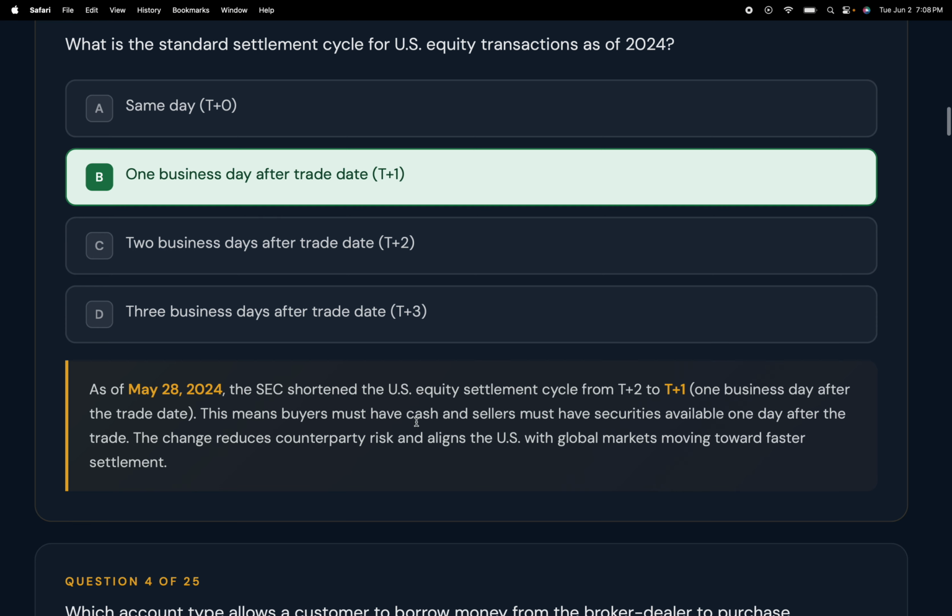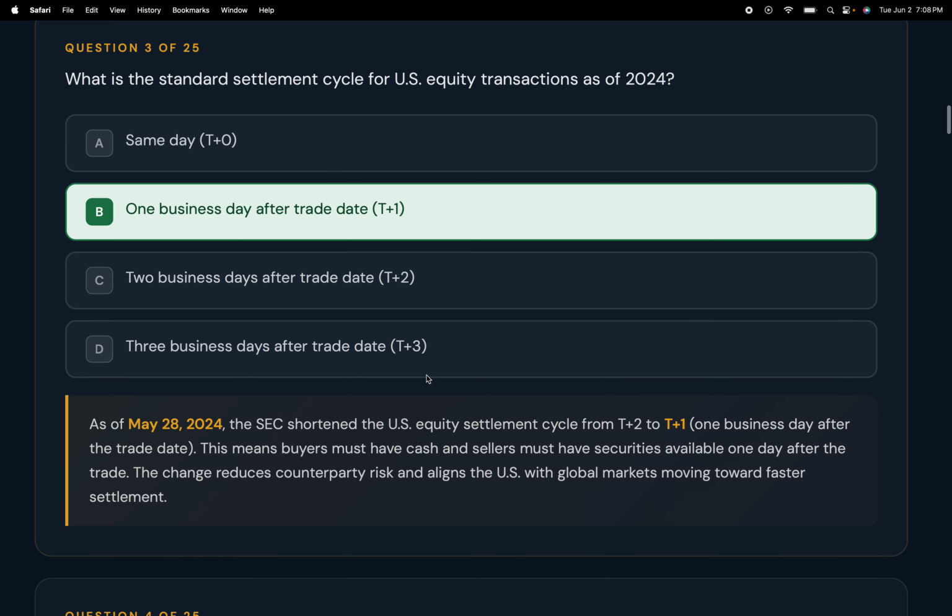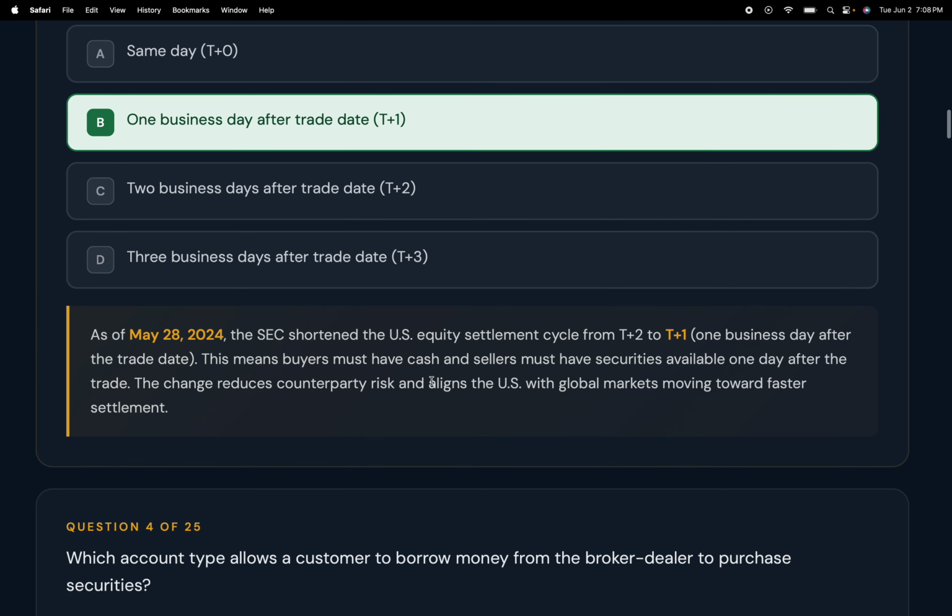All right, so this means buyers must have cash and sellers must have securities available one day after the trade. Now, with all that, the bottom line is in your brain, start with the concept that settlement cycle equals T1. All right, and just put that down because that's going to trigger you to get the question right. And put T1 equals 1 business day after trade. Okay, T is the trade, the 1 is the 1 business day after. All right, and understanding that.